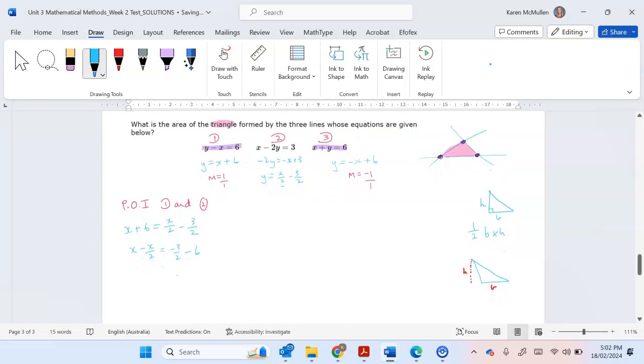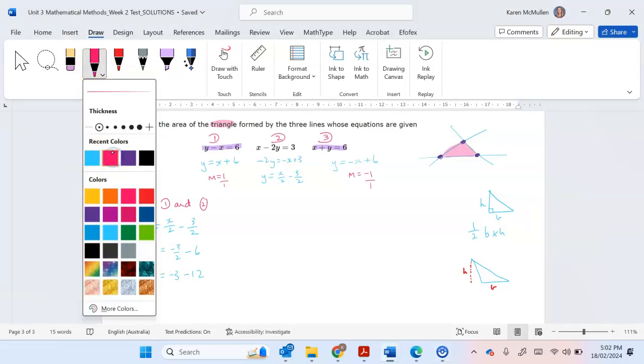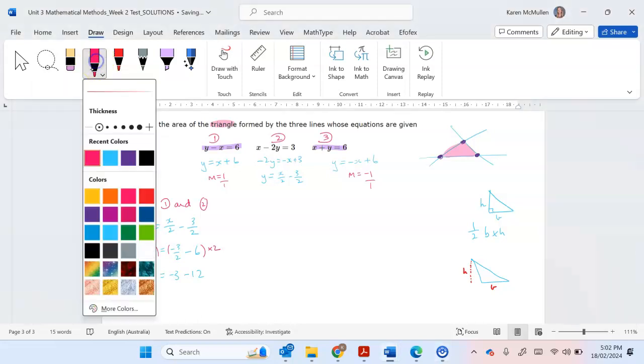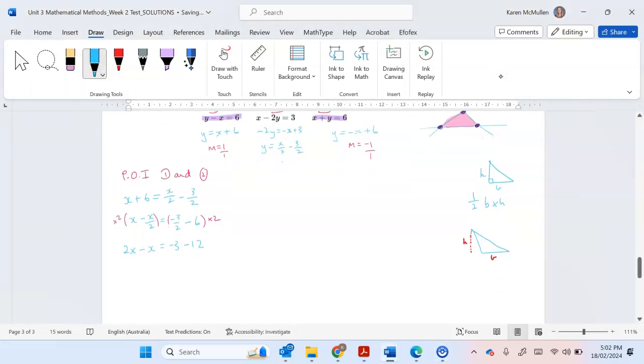I'm just making sure I have copied that correctly. So multiplying everything by 2 changes the x to 2x, the x on 2 to just minus x, the negative 3 on 2 to negative 3, and the 6 to minus 12. Alright, got rid of that 2. But to get rid of the 2, everything gets multiplied by 2. So what I did is we basically put brackets around, and that's times by 2, and that's times by 2. Alright, so 2x minus x gives me 1x, negative 3 minus 12 is negative 15.